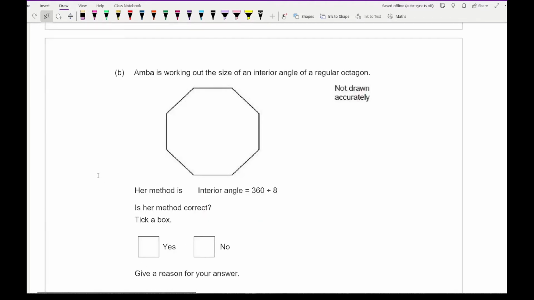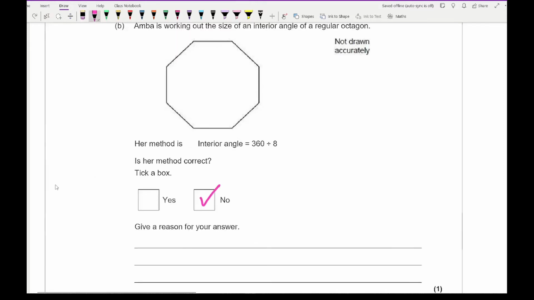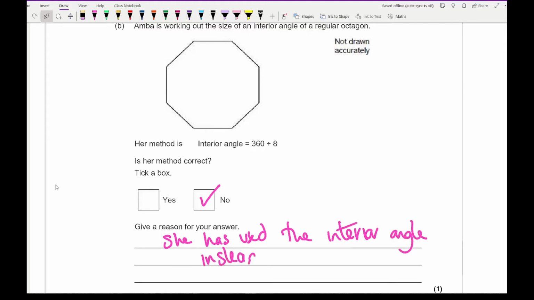Then with question b, it says Amber is working out the size of an interior angle of a regular octagon. Her method is the interior angle equals 360 divided by 8. Is her method correct? Well, the answer is going to be no, and the reason for that is because she has used the interior angle instead of the exterior angle. Now you could also work out what that is.